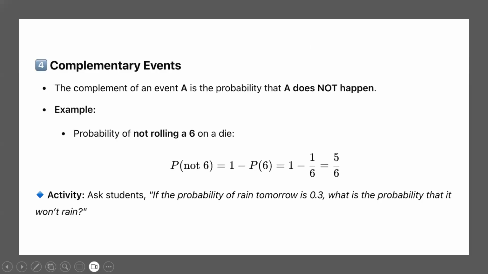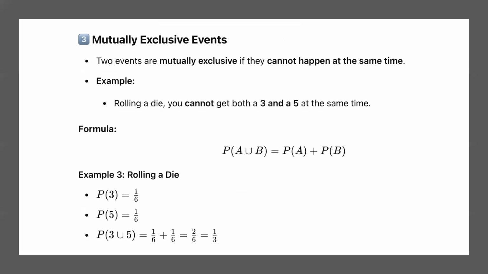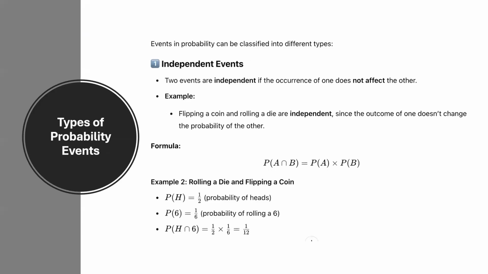So let's move to the next rule, that is the multiplication rule, or the AND events. What is the probability of happening two events together, the independent events? P of A intersection B. We just studied independent events, right? So the probability of happening two independent events is P of A multiplied by P of B.